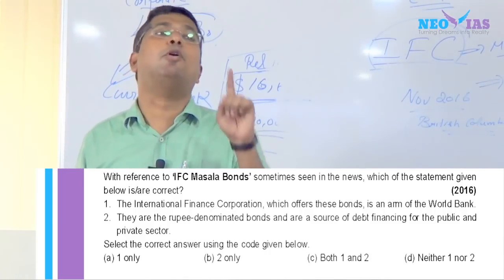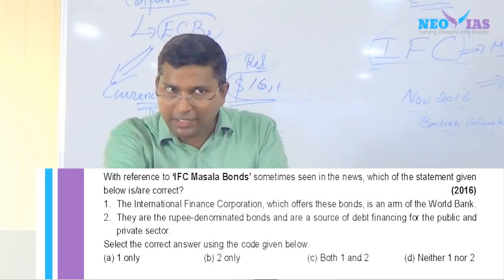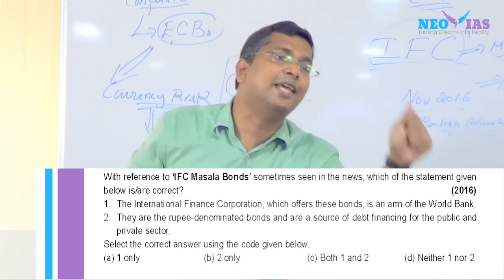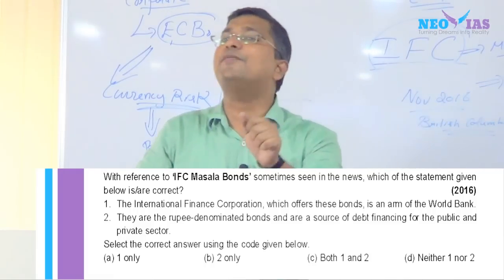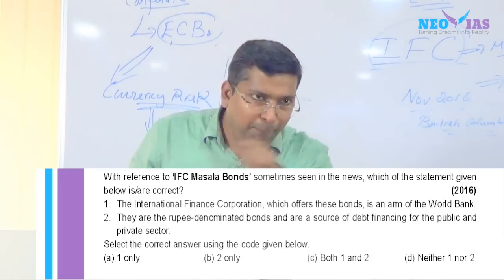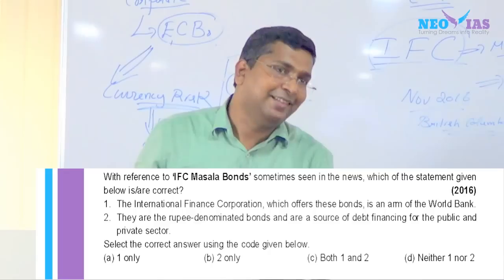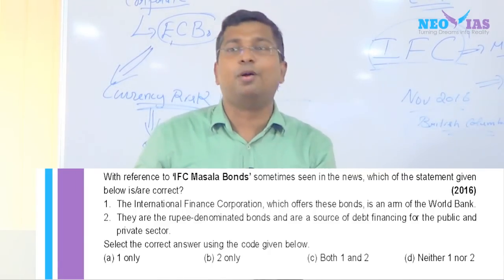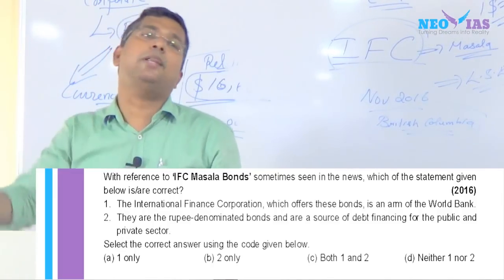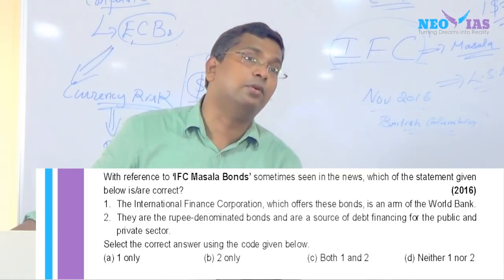But this question is not about Masala bond. This question is about IFC Masala bond. IFC Masala bonds are rupee denominated bonds and a source of debt financing. Now tell me, IFC is what? IFC is the private sector lending arm of the World Bank, and IFC will give this fund only for the private sector, not for anyone. So here in this question, the term public made the statement wrong. This IFC Masala bond is raised by IFC to support private sector infrastructural development in India, not for the public sector. It will not give this fund for the public sector. So this statement is wrong, and many people got confused with this public and private.